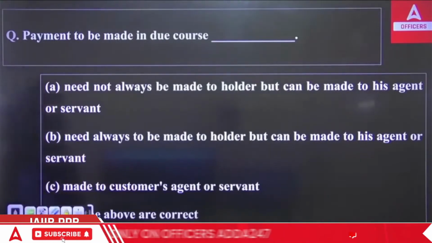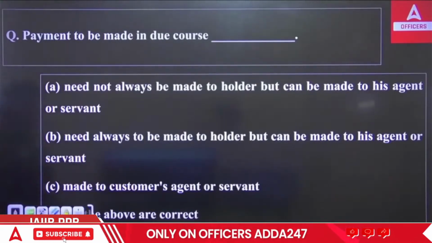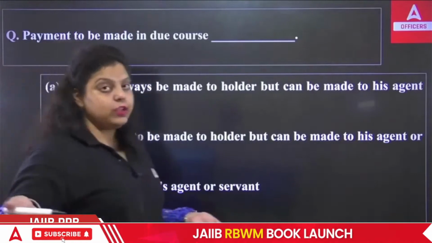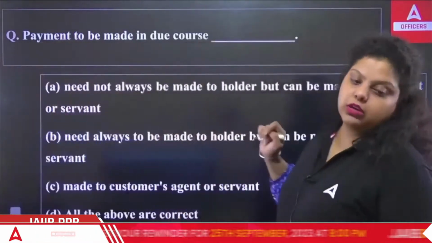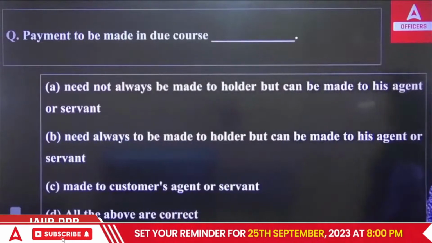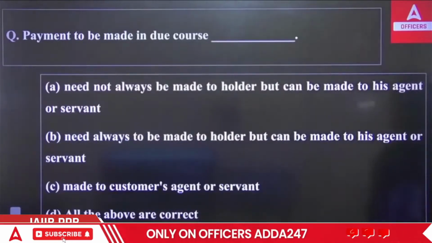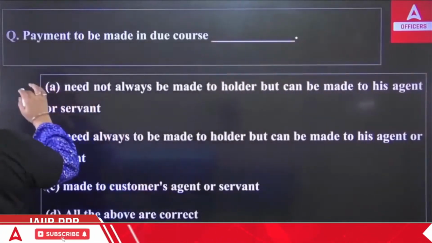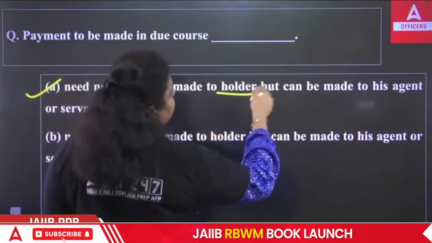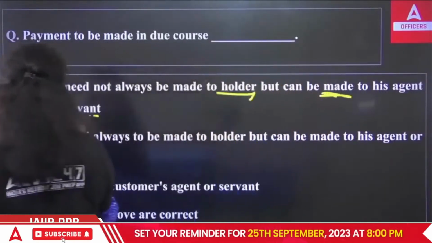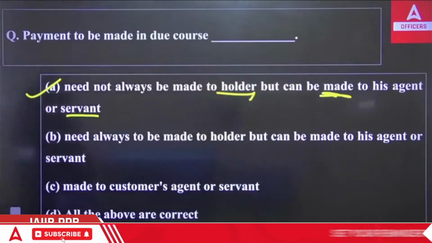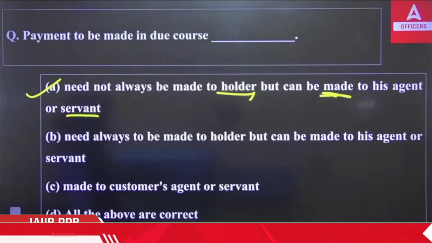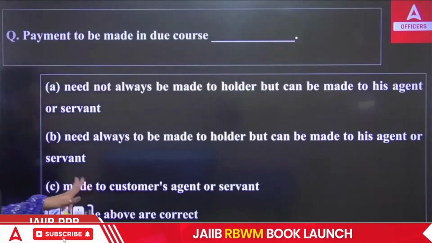So in case of payment to be made in due course, payment will be done to whom? To the holder or to his or her agent or servant, or only to his or her agent or servant, or it should be made to the customer's agent or servant, or all of the above? So the right answer is: the payment made in due course need not always be made to the holder, but it can be made to his agent or servant also. Clear? The right answer is A.